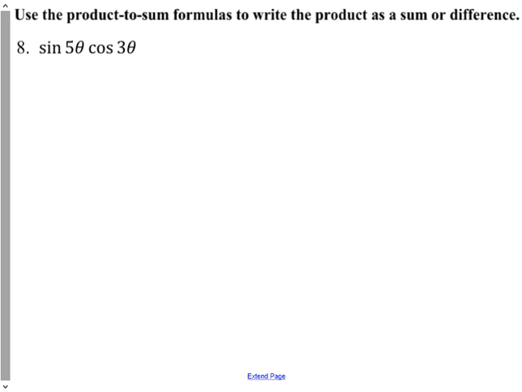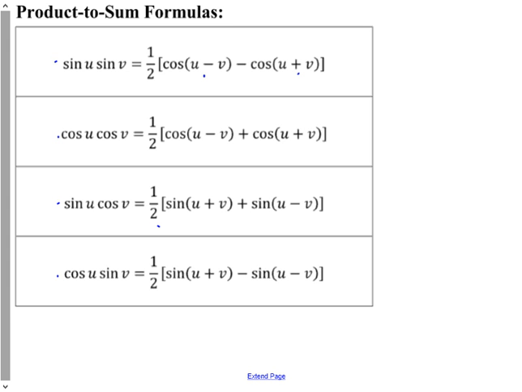For example, sine of 5 theta times cosine of 3 theta. We want to rewrite this as a sum or difference. So I'm looking for which one has the sine, cosine. Going back: sine, sine, cosine, cosine. Here we go, sine, cosine. This is the formula I'm going to use: half times sine of u plus v plus sine of u minus v.